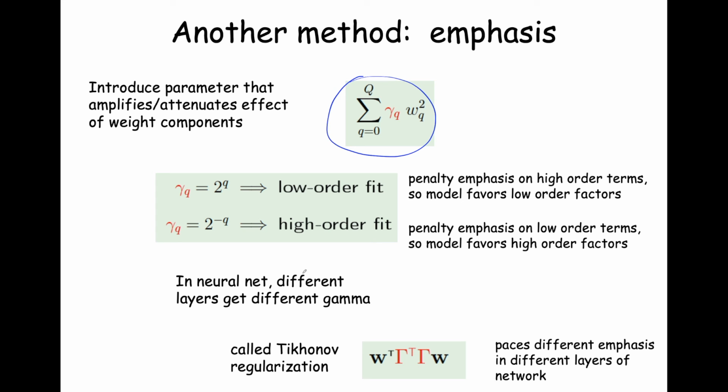And so in a neural network, different layers can get different gammas. And this is a very popular approach called Tikhonov regularization. So we can place different emphasis on the different layers in a network across the weights.